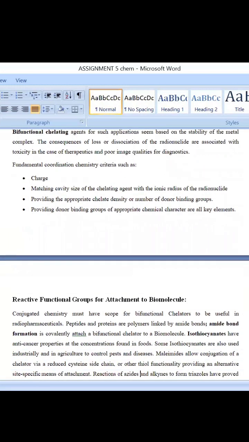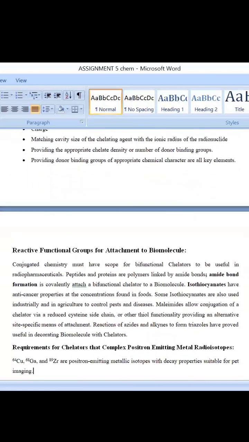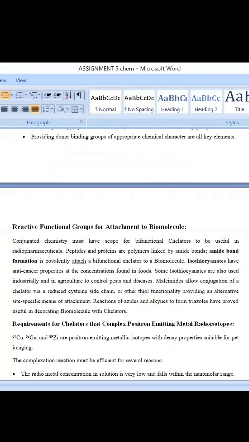Next point is reactive functional group for attachment to biomolecule. Conjugation chemistry must have scope for bifunctional chelators to be useful in radiopharmaceuticals. Peptides and proteins are polymers linked by amide groups. Amide bond formation is used to covalently attach a bifunctional chelator to a biomolecule.